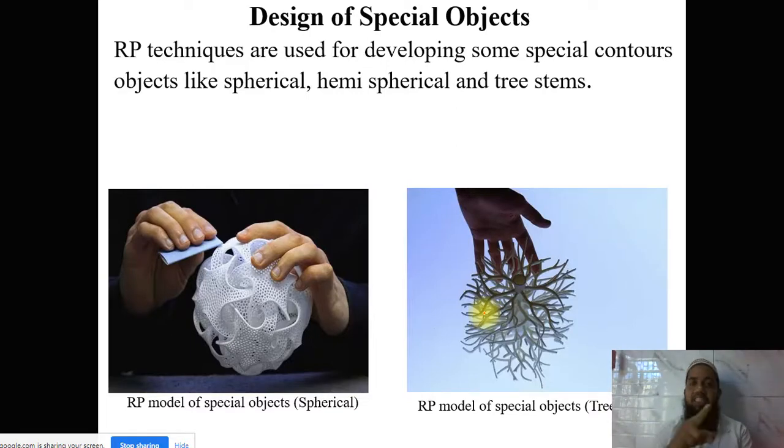I'll show you. Design of a special object. You can see this object is very difficult to manufacture, and this is also very difficult. But this is a special part of an object you can develop. A part developed by use of rapid prototyping. So these are some special examples.